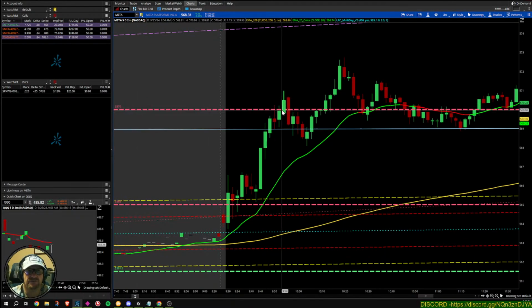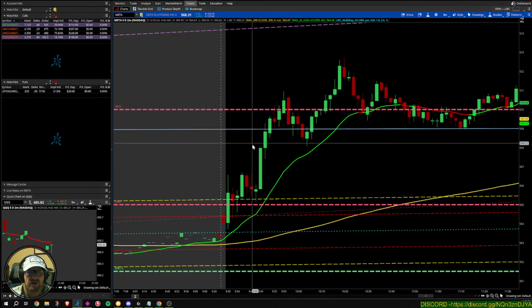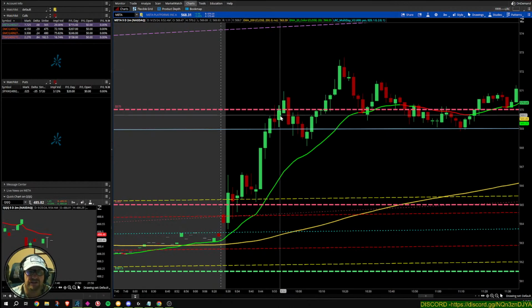Once I hit my 570, I took all but one. Once I got up here and started to come down, I exited right here. It was a great exit. I got almost to the top of this. So I ended up with a $715 profit on this trade.